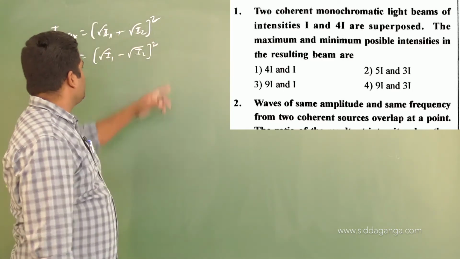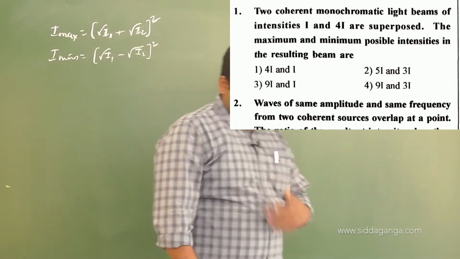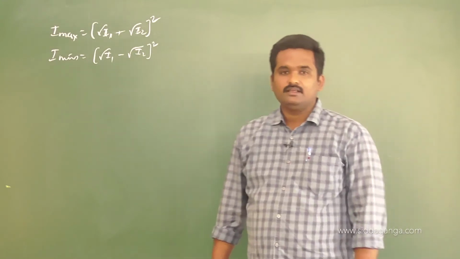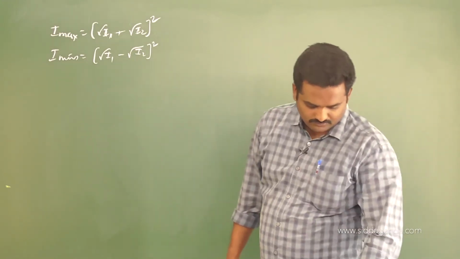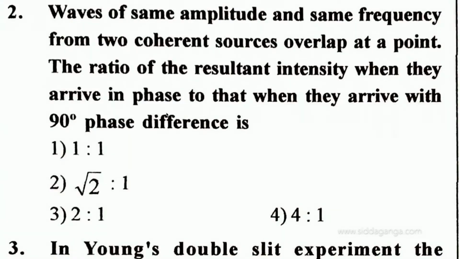They are given I1 and I2 values, substitute for them and you will get the answers. You can solve it, there is nothing in that. Next, I ask you to go for problem 2. Second problem: waves of the same amplitude and same frequency from two coherent sources overlap at a point. The ratio of resultant intensity when they arrive in phase to that when they arrive with 90 degrees phase difference is.